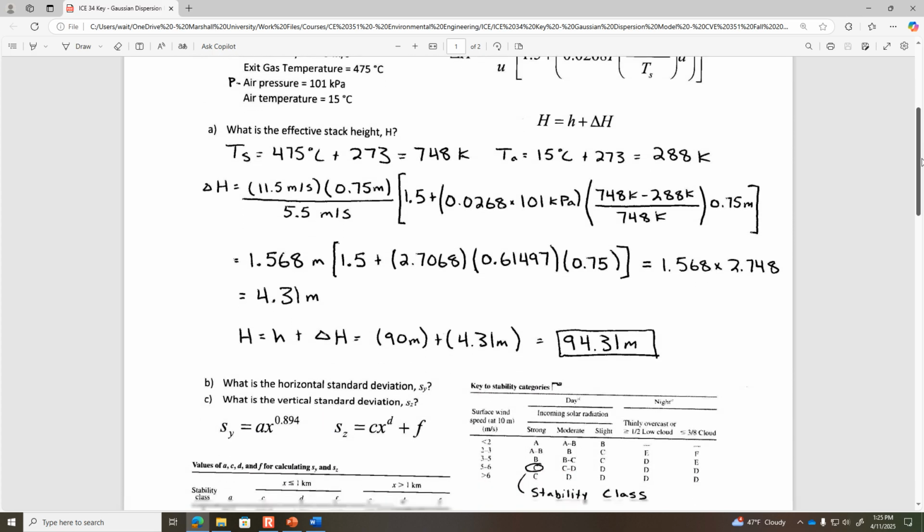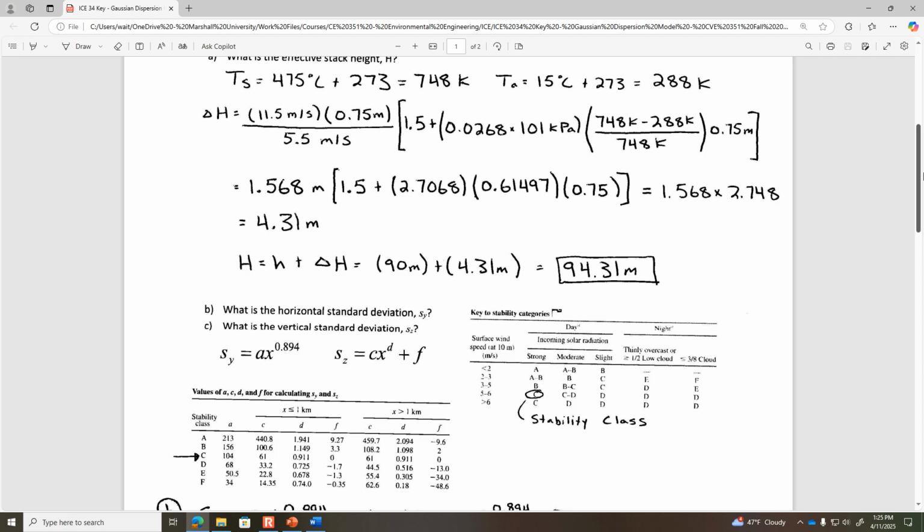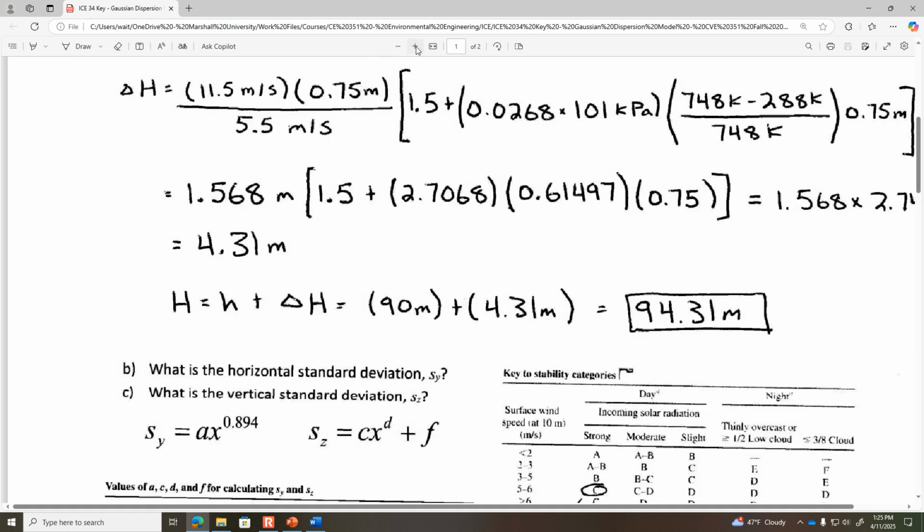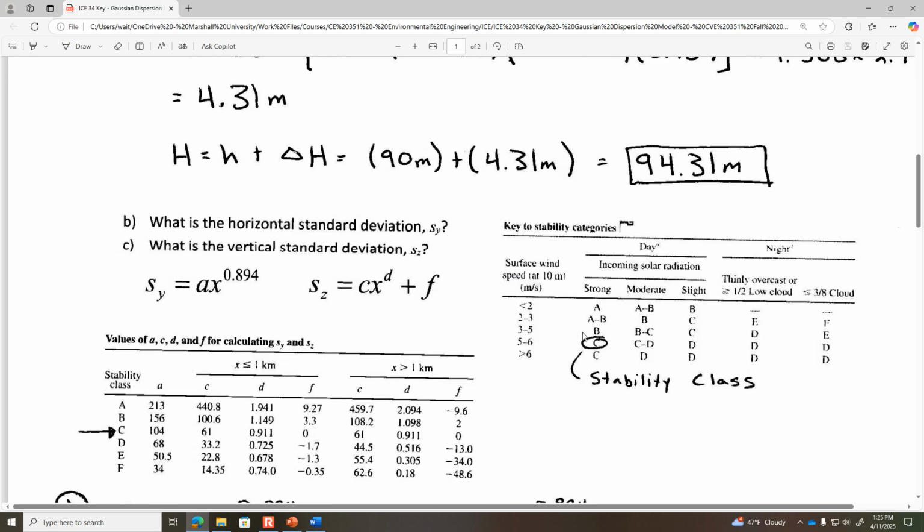looking up these standard deviations for horizontal and vertical based on the stability class. So I diagnosed the stability class as being stability class C because in the problem statement it says very sunny. If it says very sunny, we can assume the incoming solar radiation is strong. And then it said that the wind speed was 5.5 meters per second, so that's right in the middle of the 5 to 6 meters per second range.